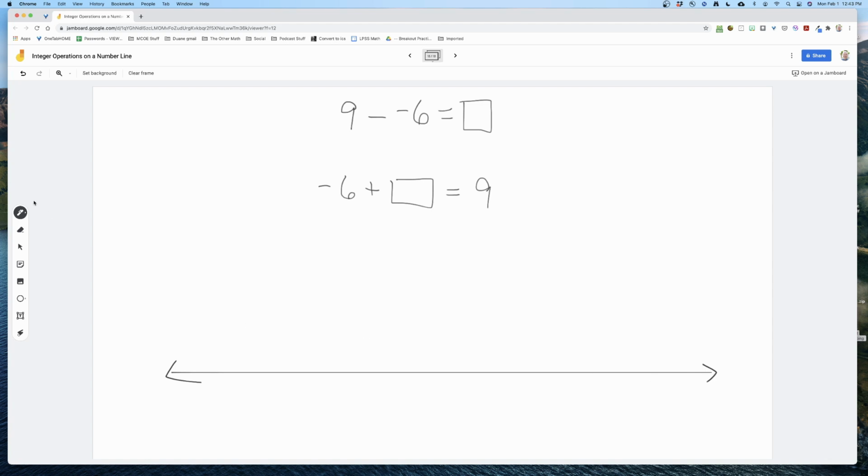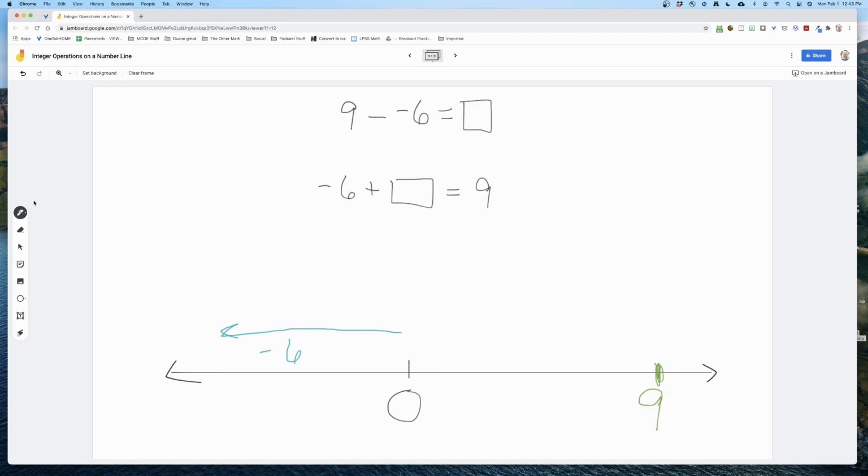And it doesn't matter where we put our 0, so I'll just put it somewhere. Our first change is a negative 6, so I will go to the left 6. We don't know what our second change is, but we definitely know we end up at 9.